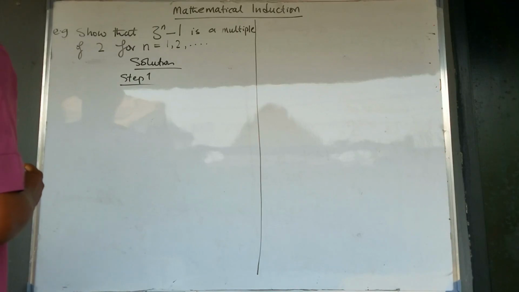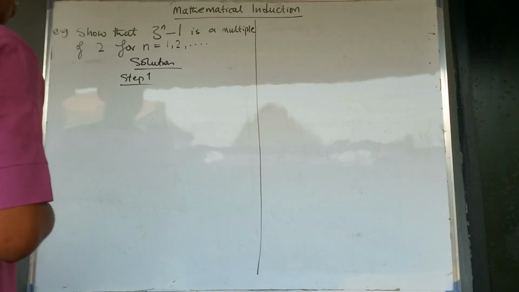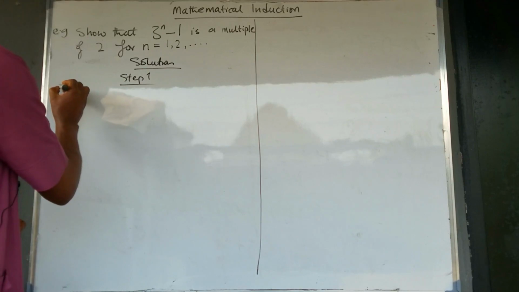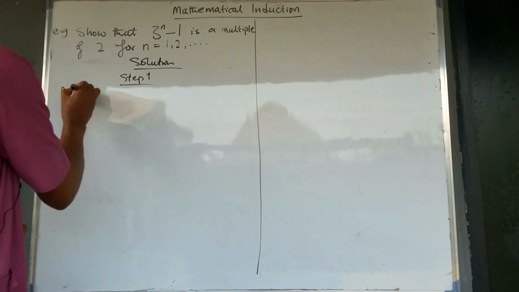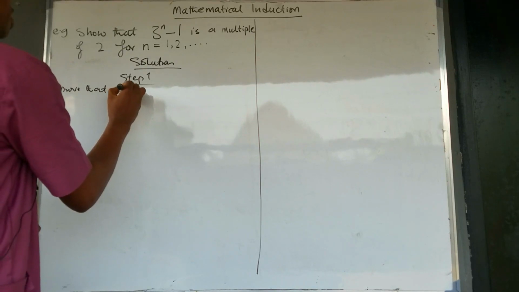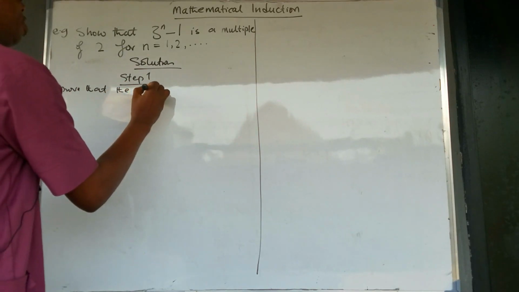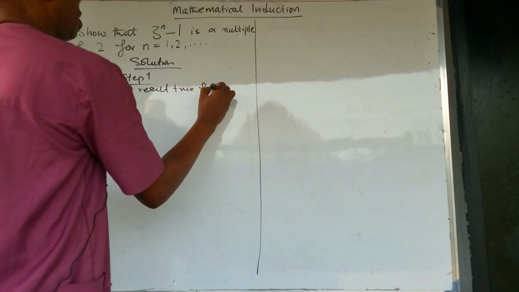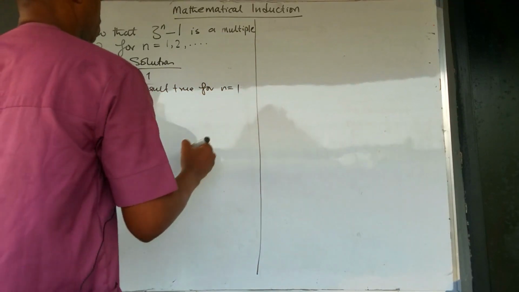Okay, let's look at this exam question. Show that 3 to the power n minus 1 is a multiple of 2 for n equal to 1 and 2. Now, the first thing is to prove that the result is true for n equal to 1.